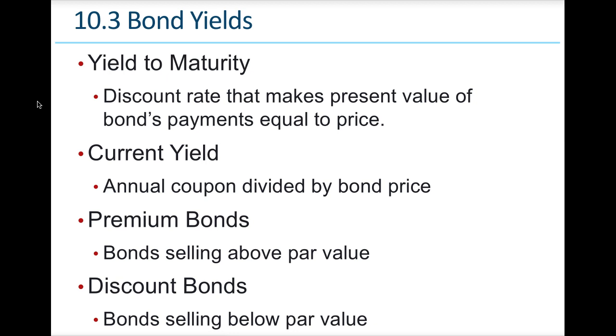The current yield is going to be the annualized coupon divided by the bond's price. So even though the bond says it's a 4% bond, if you divide the actual coupon, $40, by not 1,000 but now 800 because it's selling at a discount, we have a higher yield. Premium bonds are selling above the par value, discount bonds are selling below the par value, and again, this occurs when interest rates change.